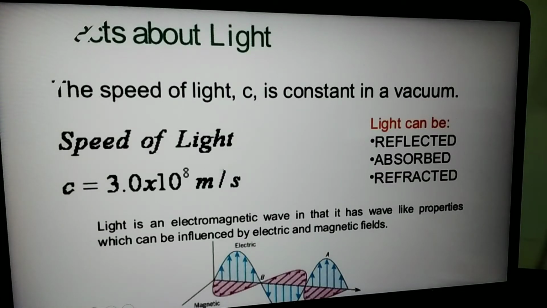The speed of light, that is c, is constant in vacuum. Speed of light is equal to 3 × 10^8 meters per second. Light can be reflected, absorbed, refracted. Light is an electromagnetic wave in that it has wave-like properties which can be influenced by electric and magnetic fields.